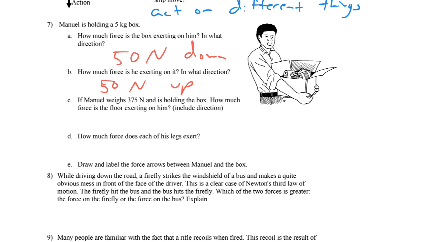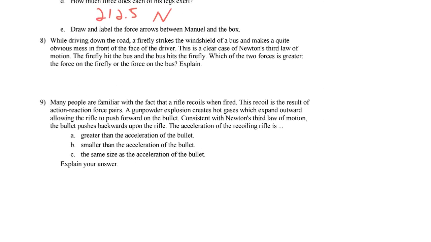So if Manuel weighs 375 newtons and is holding the box, how much force is the floor exerting up on him? So we'll add that in. So 425 newtons. How much force does each of his legs exert? We can chop that in half to be 212.5 newtons. And I'll let you draw your own free body diagram. Number 8.